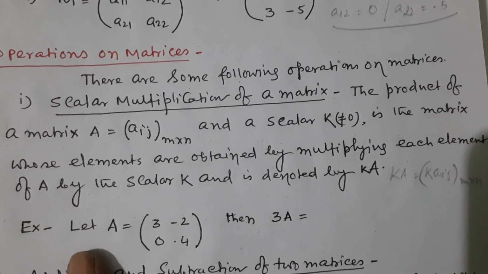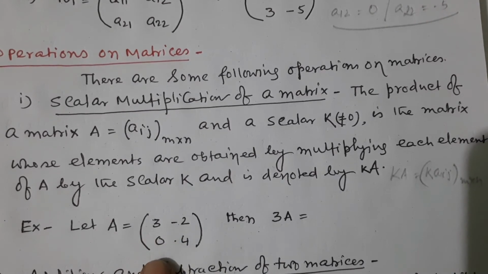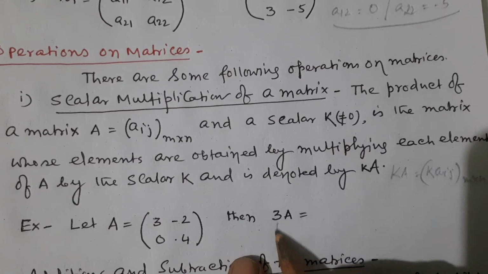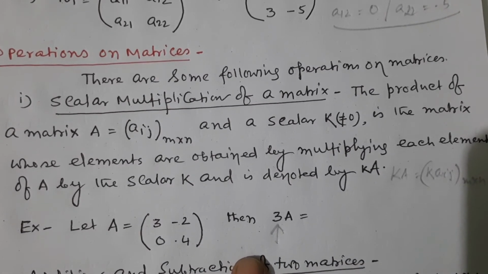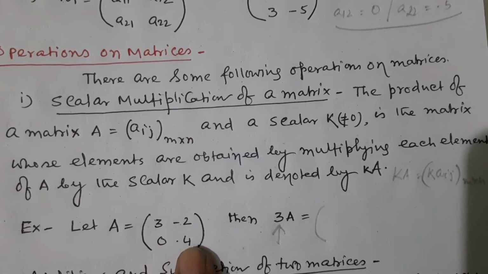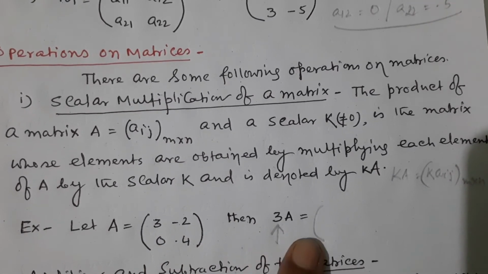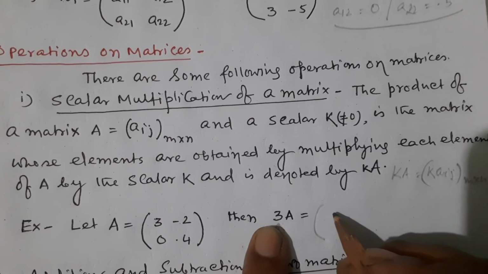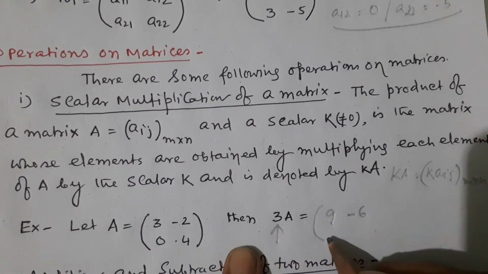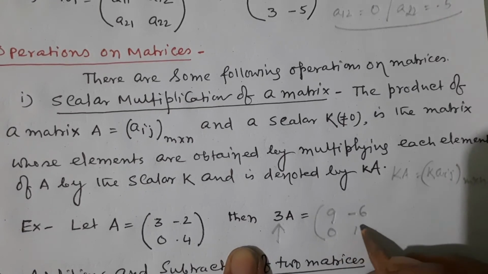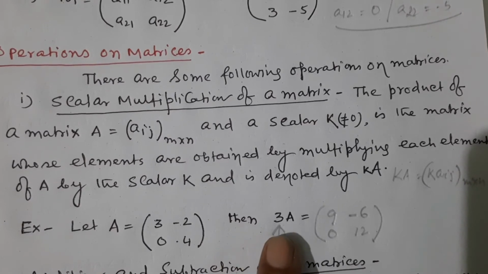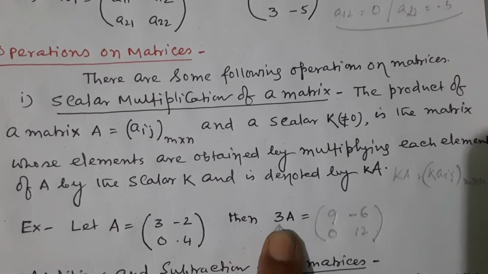Example, let A equals [3, minus 2; 0, 4]. Then how can we calculate 3A? 3 here is a scalar quantity. 3A equals, we just multiply each and every element by 3, and we get 3A equals [9, minus 6; 0, 12]. This is scalar multiplication. Just multiply each and every element with the scalar quantity.